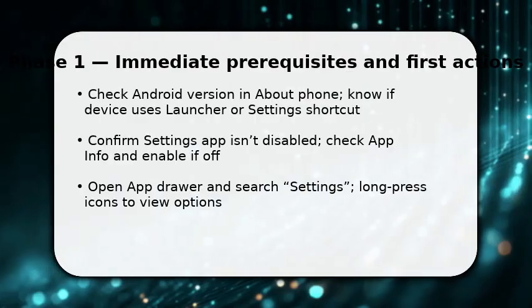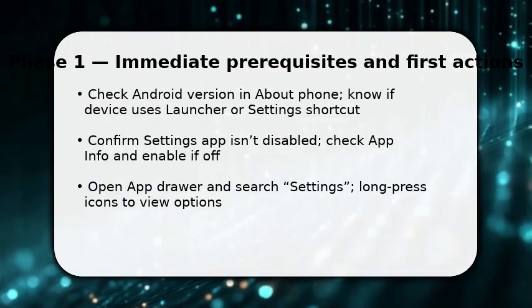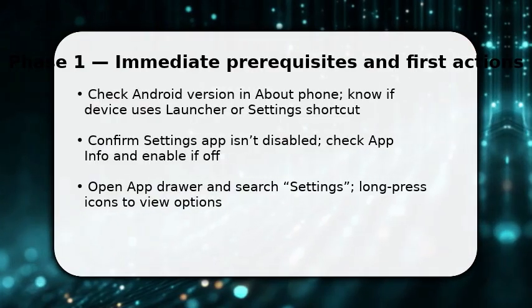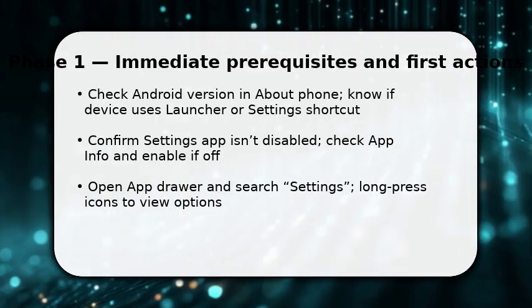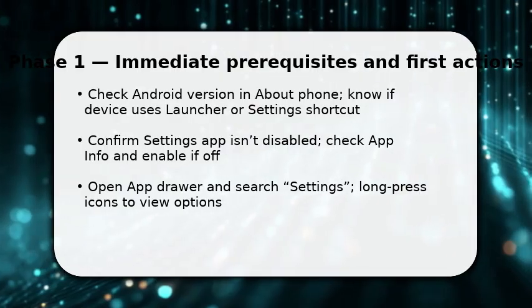You start by confirming two essentials: your Android version and whether the Settings app is disabled. Open Settings About Phone if you can, but if the icon is missing, open App Info from App Drawer Search. Once done, look for a Disable or Enable button.